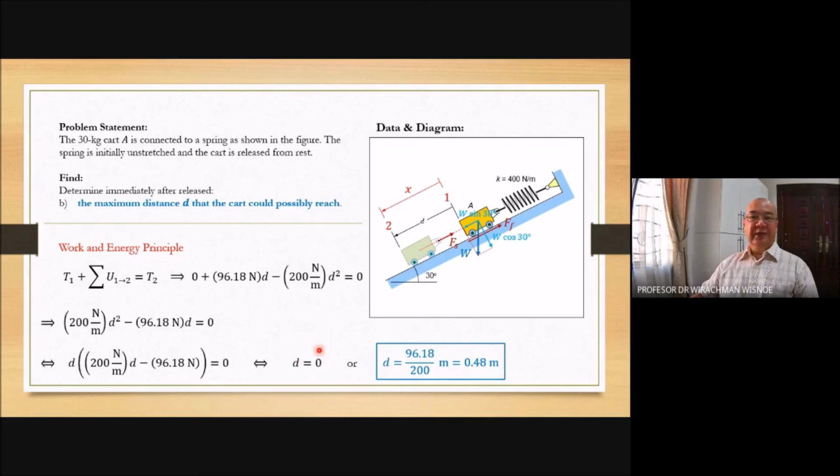This one, d equal to 0, is not the answer. Why? Because we want to obtain the maximum distance. d equal to 0 means the spring doesn't stretch. So in this case, the maximum is 480 millimeters or 0.48 meters.